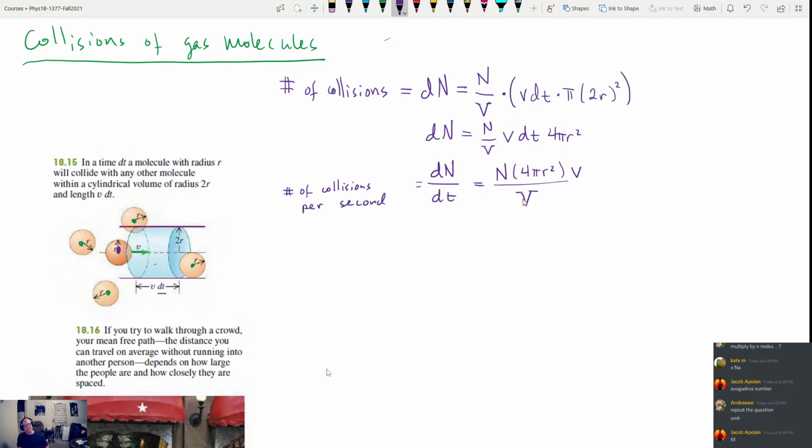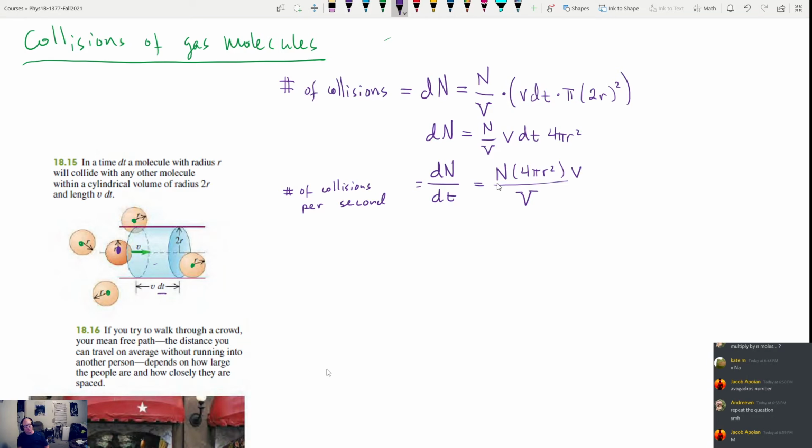You can see that if it's a smaller volume, you're going to get more collisions per second. If the molecules are moving faster, you get more collisions per second. If the size of the molecules goes up, you're going to get more collisions per second. And if you try to pack more molecules inside of there, of course you get more collisions per second. 4 and pi are just constants.